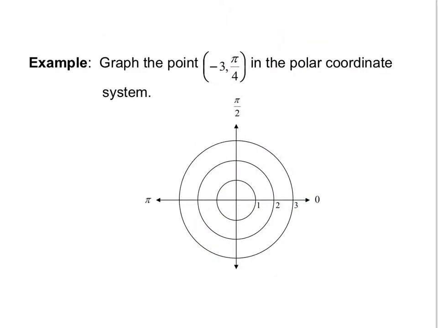Okay, I want to do one more. We've done a point that had a positive r and a positive angle, and a positive r and a negative angle. So let's take a look at what happens when we have a negative r and a positive angle. So you notice that I've got a negative 3 here. So the first thing I'm going to do is set up my angle. So I'm going to look and see where that pi/4 angle is.